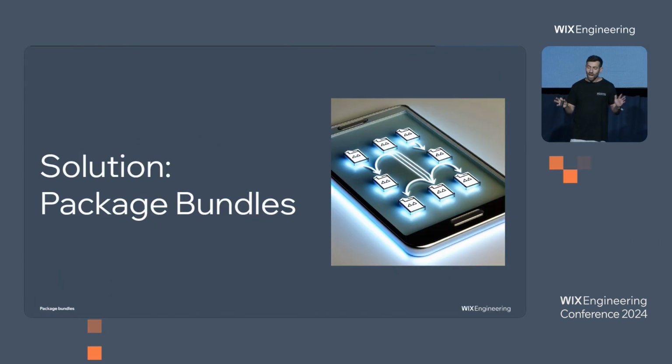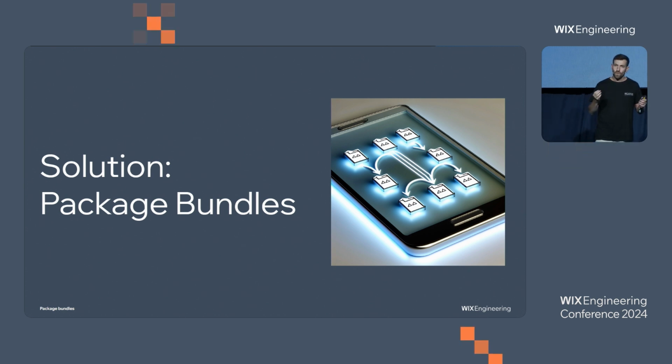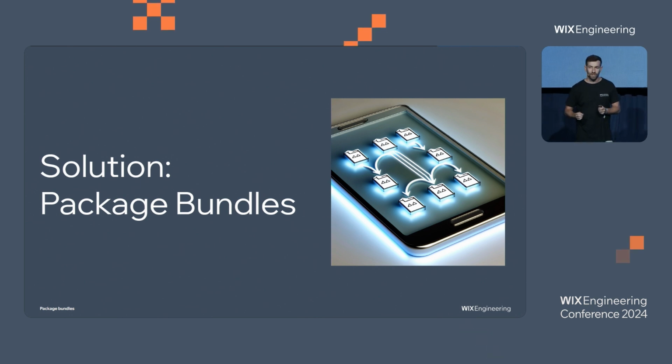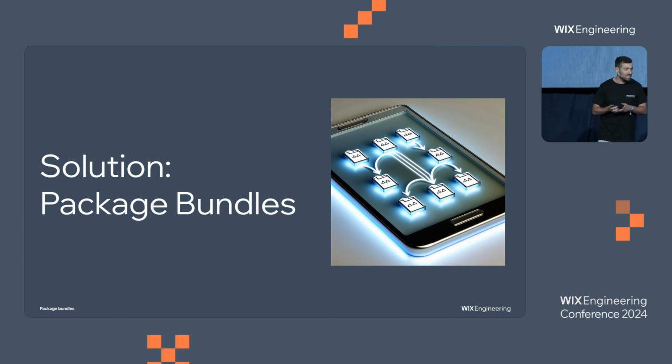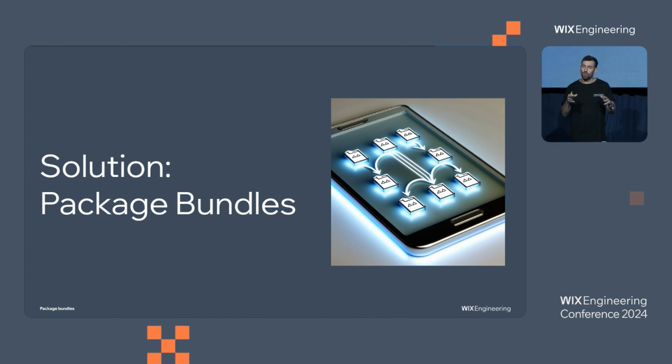Okay, now that we understand all the issues that we have, all of them caused by the same reason that we have one bundle. What can we do? Maybe instead of having one bundle, we can have a lot of small bundles communicate with each other. One bundle for each module, one bundle for all the dependencies that we need. And that's it. A lot of small package bundles.